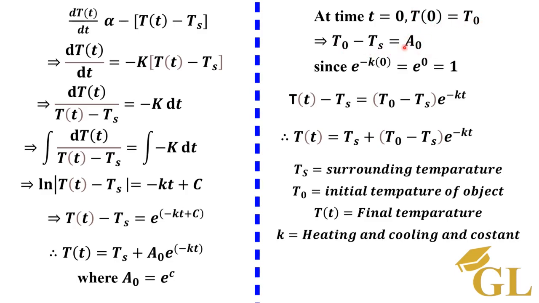So we have obtained A0 in terms of T0, and when we replace it in the expression T(t) equals Ts plus A0 e to the negative kt, we obtain this new expression, and rearranging it, we obtain this expression below, where Ts is the surrounding temperature, T0 the initial temperature of the object, T(t) the final temperature, and k the heating and cooling constant.